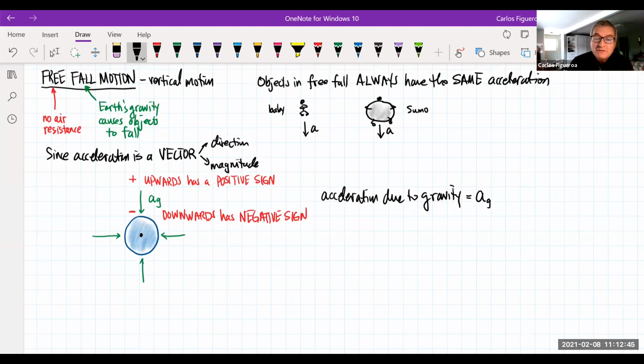Now remember, there are two pieces to acceleration, right? It has direction. What is the direction of acceleration? It is negative. That negative sign is the direction. And a lot of the times you don't put in a minus sign. If you already know the direction, then it's typically the magnitude that you're focusing on. So what's the magnitude? The magnitude is called little g.